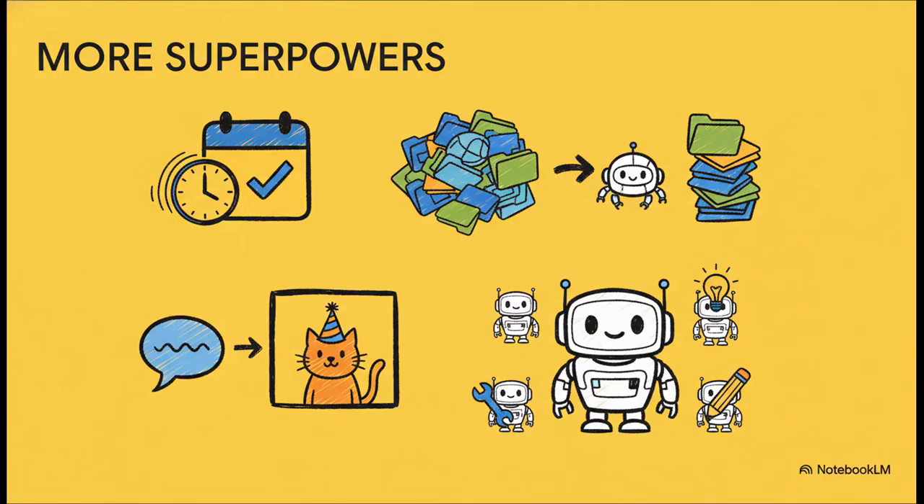And the features just keep coming. You can schedule automated tasks to run around the clock. You can let the AI clean up your messy folders. You can even generate images directly with Gemini. And you can tap into a whole library of specialized assistants and skills, or you can build your own.